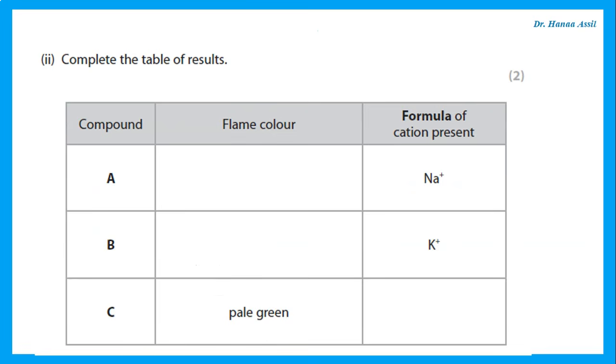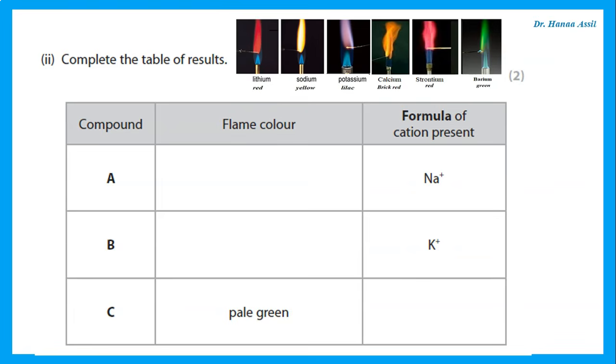Then complete the table of results. So what is the color if we have sodium ions? Remember, you're required to know these colors. If it's red, it's lithium. If it's yellow, it is sodium. So sodium would give a yellow color. Now what about potassium? Potassium ions would give lilac. Calcium gives brick red, strontium gives red. What if I have pale green? Pale green means there is barium ions.